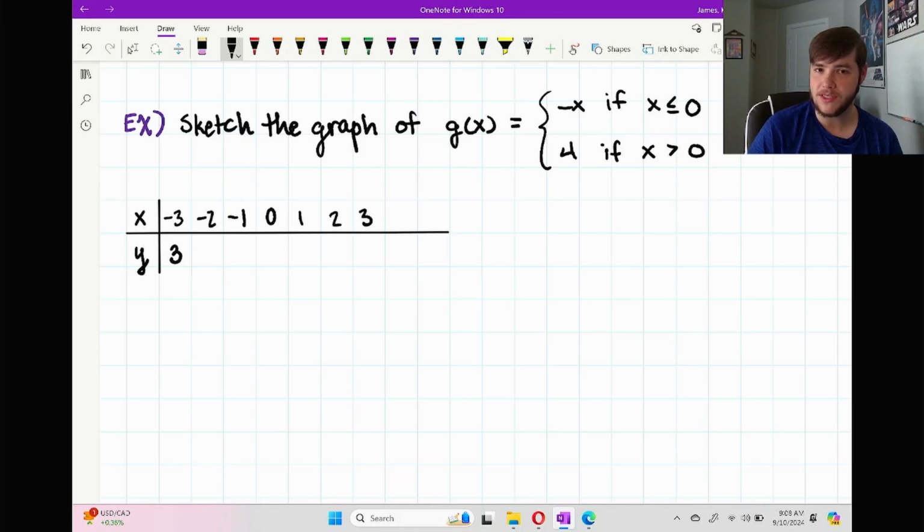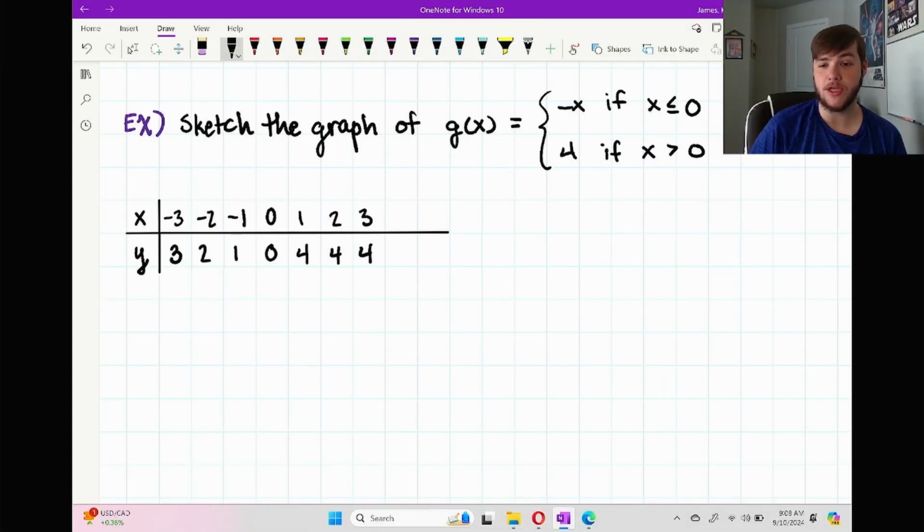Pause the video here to see if you can finish filling out the table. We should have 3, 2, 1, 0, 4, 4, 4. All of 1, 2, and 3 are equal to 4 because it tells me if the input is positive, the output is just the number 4.